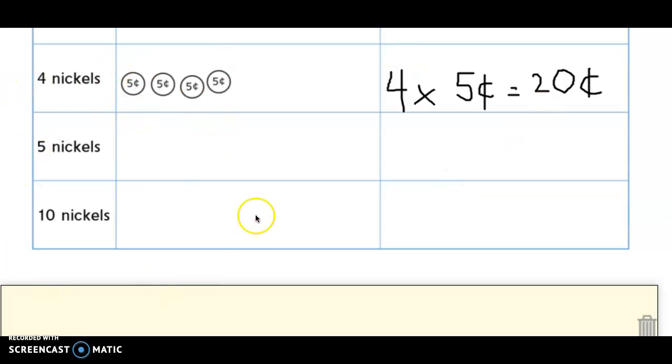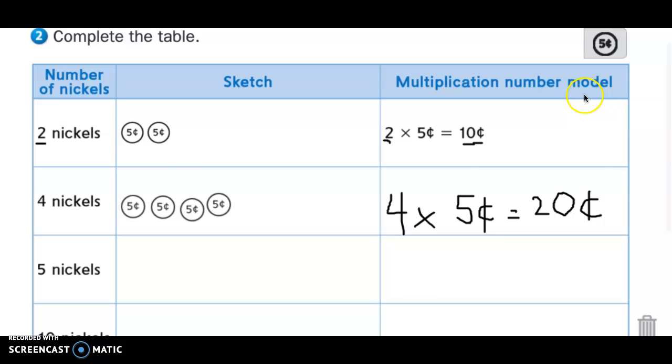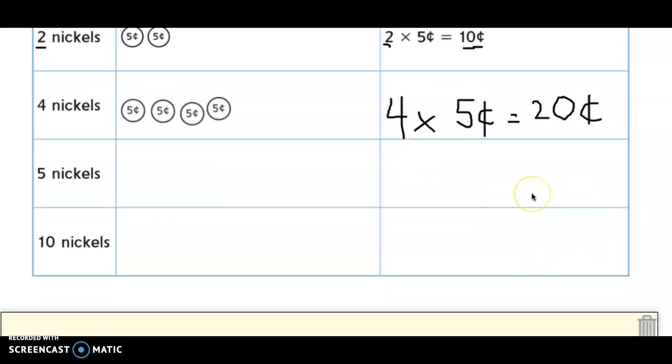You go ahead and write the next one on your own. 5 nickels and 10 nickels. What would our number model be and what is our answer? When you are finished, go to the next page and complete your math boxes and send in a picture. Okay, keep up the awesome work.